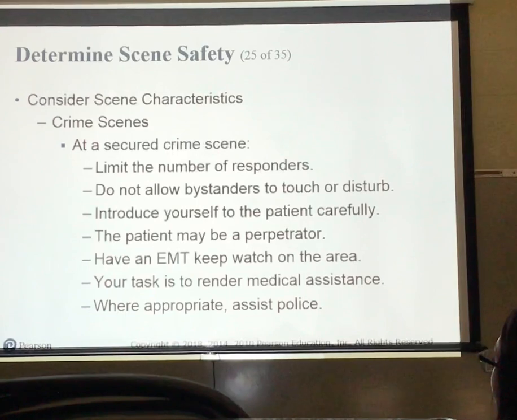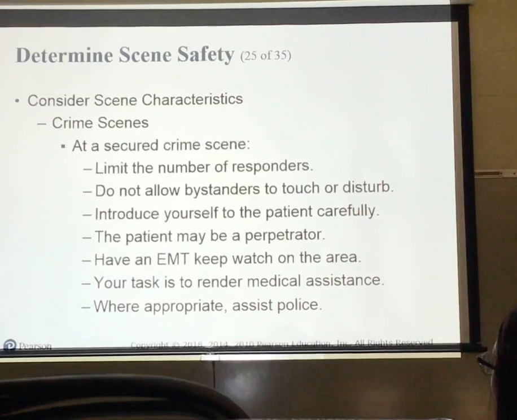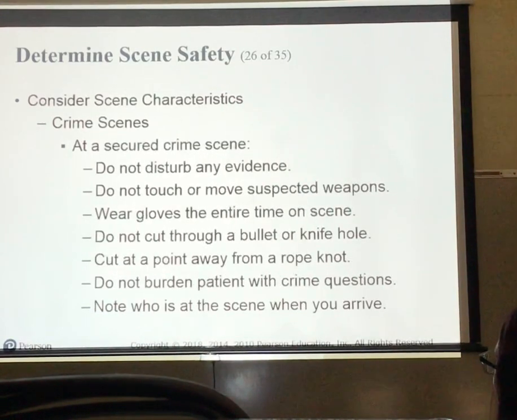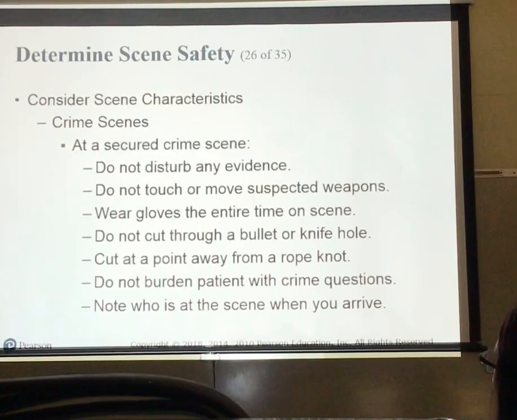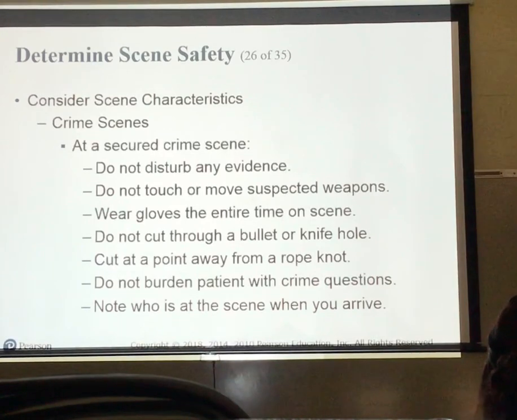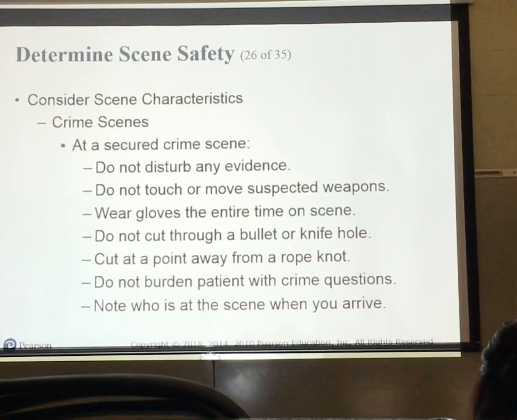Remember, as you work on the patient, that your task is to render medical assistance and to save their life, not to aid in solving crime. Where appropriate, assist police in collecting and reporting anything on the patient, such as blood, hair, seminal fluid, gunpowder residue, or clothing fibers. Follow your local protocol. Take extreme care not to disturb any evidence that is not directly on the patient. Never touch or move suspected weapons unless it is necessary for treating the patient's injuries. Many guns found are loaded and extremely dangerous to handle because of the possibility of accidental discharge.